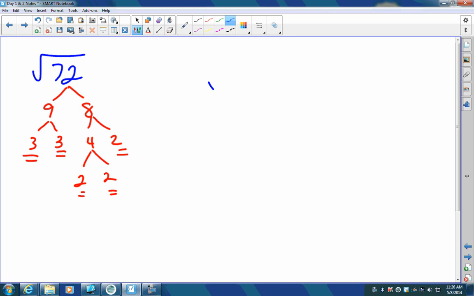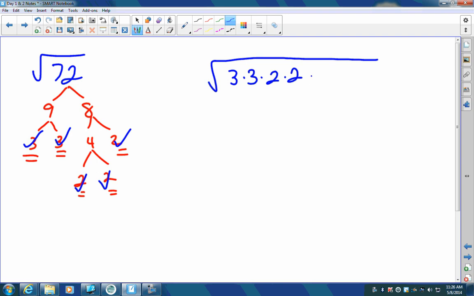Okay, so all those numbers I put the lines underneath of, I'm going to write all of those underneath the square root sign. So let's see, I've got 3 and 3. I've got 2 and 2. And then I have another 2. Now, can you see why I would put lines underneath when I finished it so that I didn't forget one of them? Okay? All right.